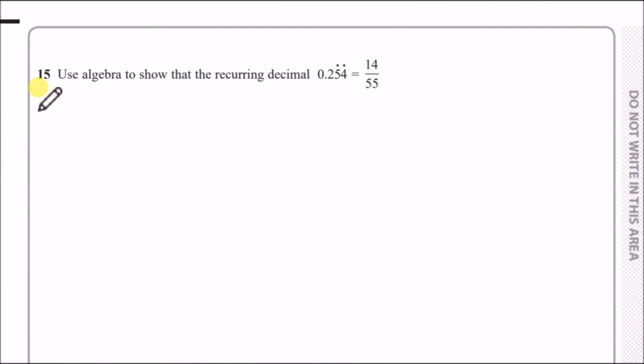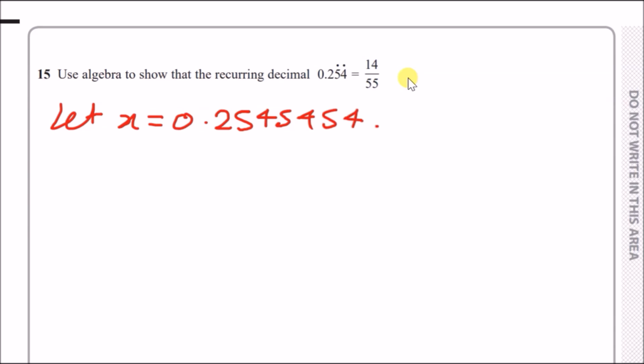Now, question 15. Use algebra to show that the recurrent decimal gives you 14 out of 55. Okay, recurrent decimal. When they say to show this, you have to use algebra. That's the only way to do it. And to do it, we call this thing x, yeah? Let x equal that number, so 0.254, and then 5 and 4 are recurring, so it'd be 5, 4, 5, 4, and then dot, dot, dot. And the trick with these questions is that you just have to keep multiplying by tens until you have numbers that look the same after the decimal point.